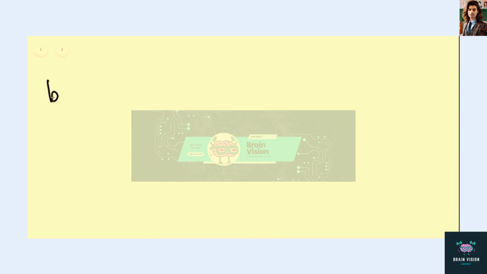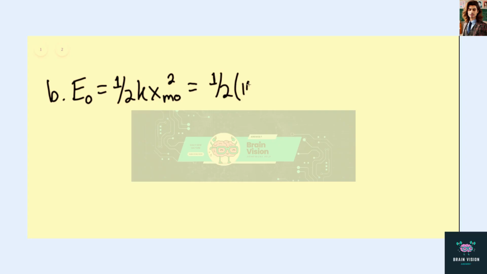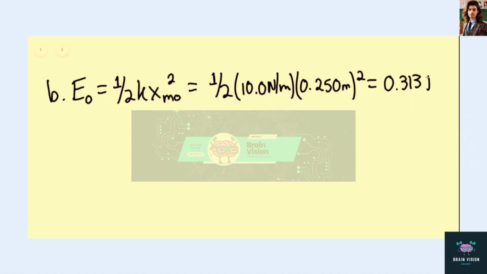For part B, we know that initially the energy is going to be equal to the maximum energy, 1/2 times the spring constant times the amplitude squared. This is going to be equal to 1/2 times 10.0 newtons per meter multiplied by 0.250 meters quantity squared. This equals 0.313 joules.